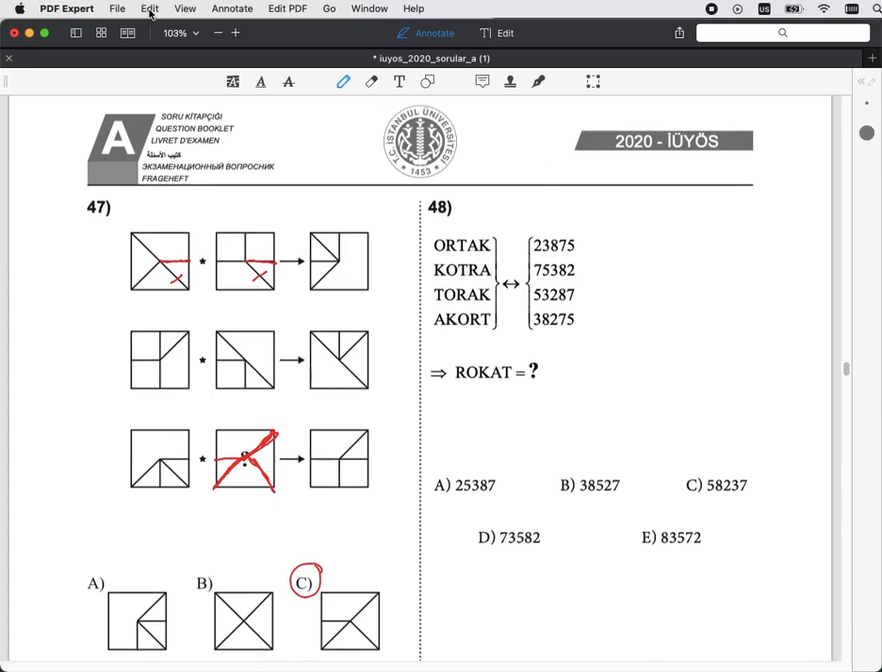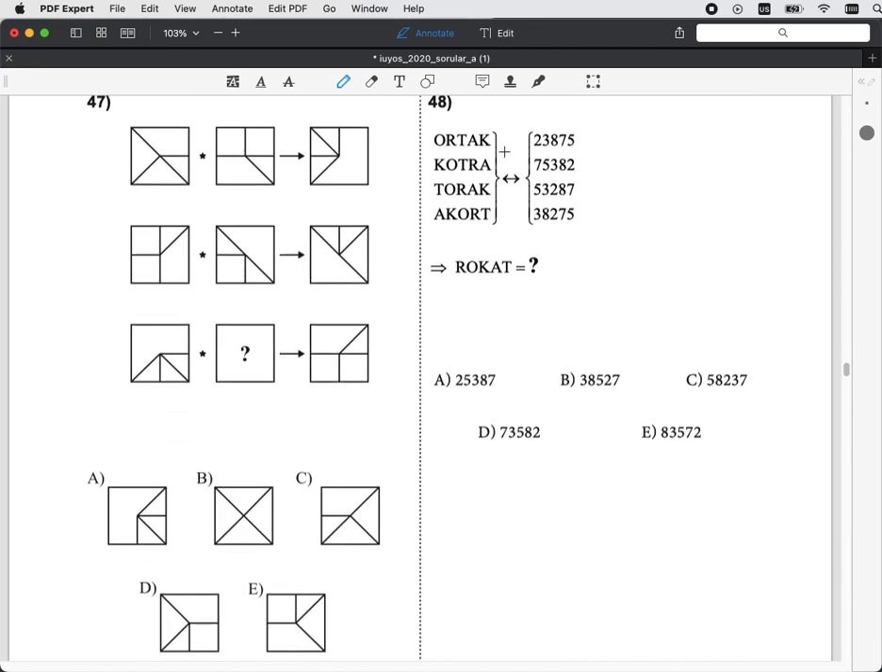48. Now 48. Okay, there are two K, 1 A and T is 2, 5. That is why K is 5. And K is 5, and here A and T, 2 and 7. Here is also A and T, 2 and 7. 5 is already K, then O is 3.